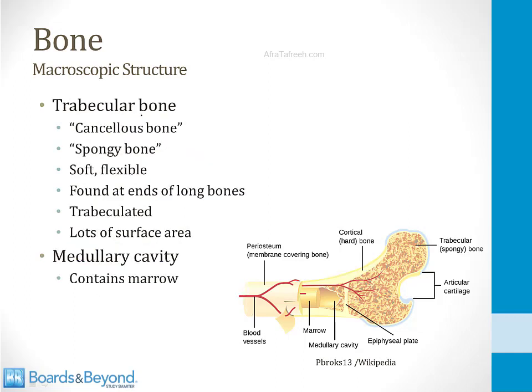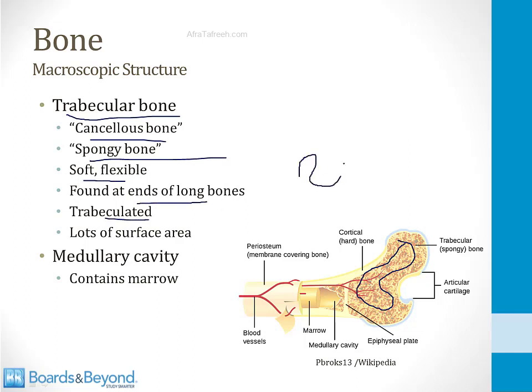In addition to the cortical bone, there is another type of bone called trabecular bone. It's also called cancellous or spongy bone. This is the bone tissue shown in this part of the bone in this drawing on the screen here. This bone is soft and flexible, and it's found at the ends of long bones. It's trabeculated, which means it's sort of honeycombed with lots of spaces made by the bones. And what's important to understand about trabecular bone is that it has lots of surface area. Because the bone is curved, like drawn in this picture here, there's lots of surface area, and this will be important later when we talk about cells found on the surface of bone.